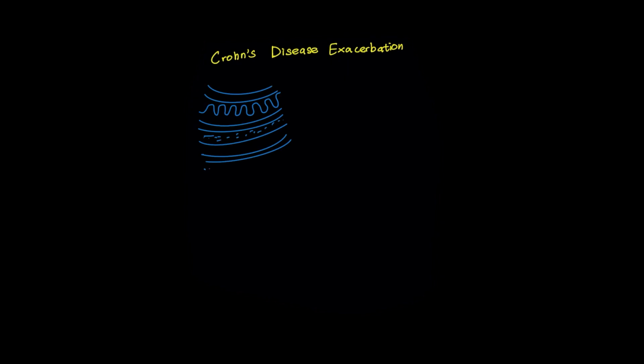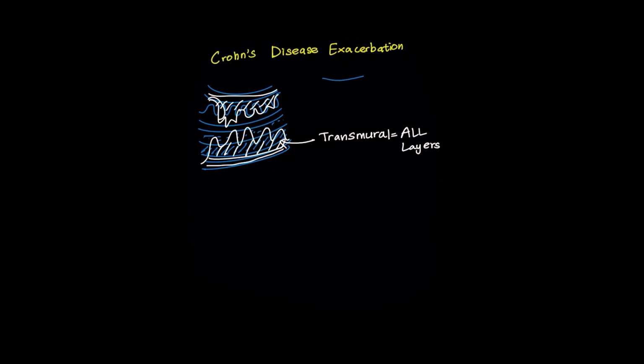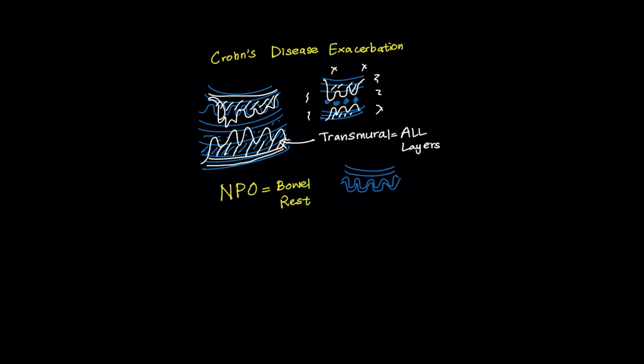Let's examine why bowel rest with TPN is crucial during severe Crohn's exacerbations. Crohn's disease causes transmural inflammation, meaning it affects all layers of the intestinal wall, creating deep ulcers and fissures. During an acute flare with severe diarrhea and pain, any food passing through triggers more inflammation, cramping, and diarrhea. NPO status, meaning nothing by mouth, gives the inflamed intestine complete rest to heal.